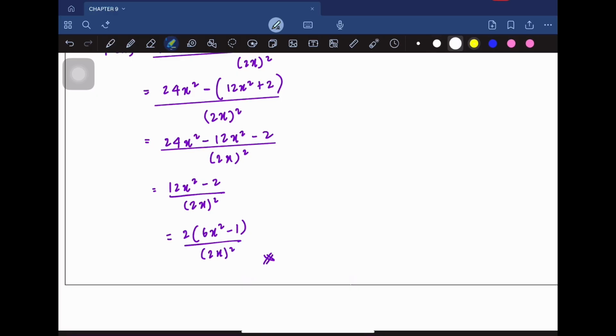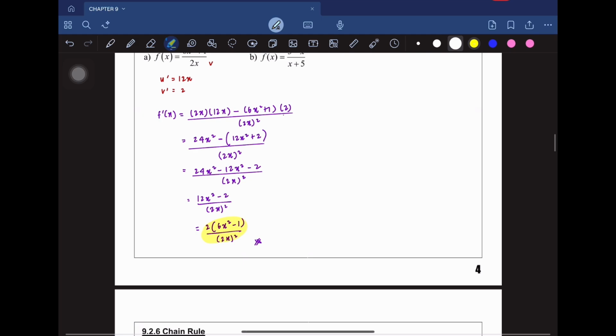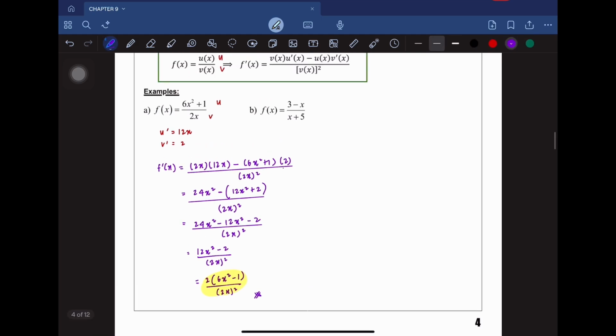Okay, so this is the most simplified one. Alright, so again for B, just give it a try on your own. This is also the same. This is your U and this is your V.